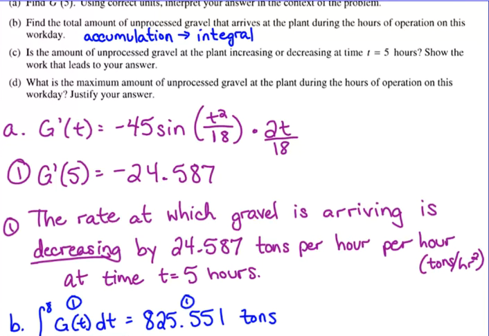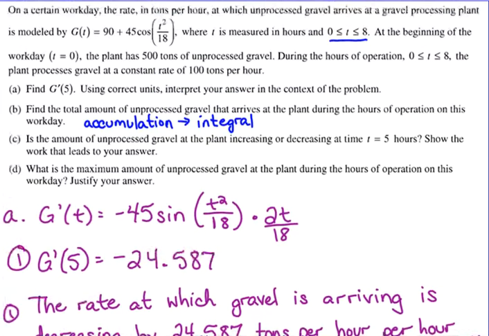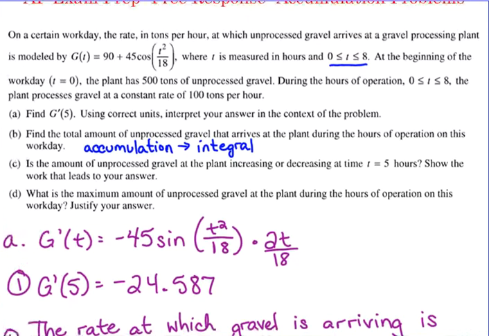Okay? Part C. Is the amount of unprocessed gravel at the plant increasing or decreasing at time t equals 5 hours? Show the work that leads to your answer. Now, this one's a little tricky. This is usually where they get people, here in part C. They ask a question that's a little confusing. But let's think about this. We're trying to find out, is the amount of unprocessed gravel at the plant increasing or decreasing at time 5 hours? So let's see. It's arriving.